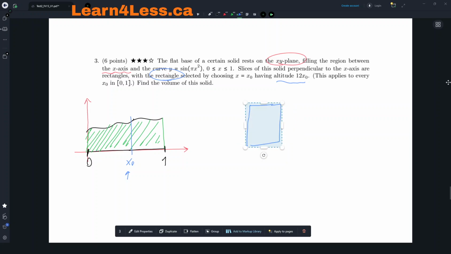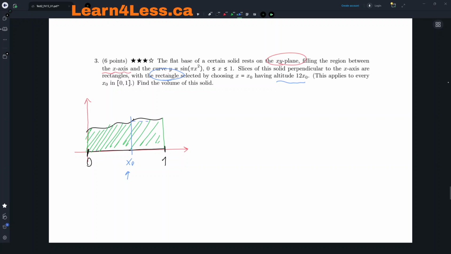Or if I want to draw that more precisely, let me sketch that side view or cross section view here. We have a rectangle like this. This altitude, which is basically, sorry, it's kind of translated to this side, is 12x naught. And the height of that would be basically this line, or basically the function value. Let me just write that f of x.